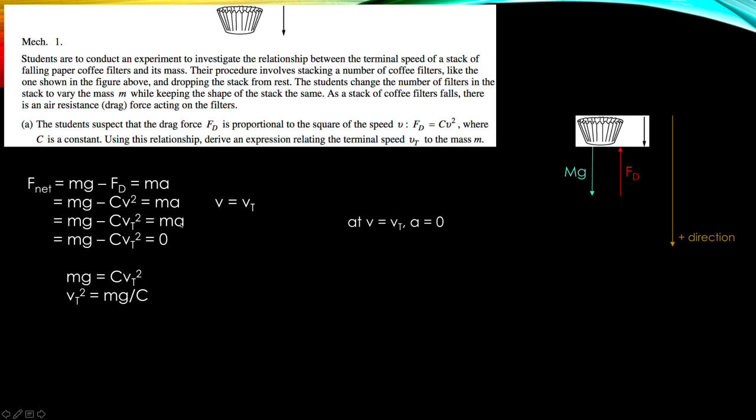So we have that this side of the equation is 0, and then we can add this to this side, and we can say that mg is equal to c vt squared, and then we can solve for vt squared, which will give us mg over c. So that's the relationship between vt and the mass.